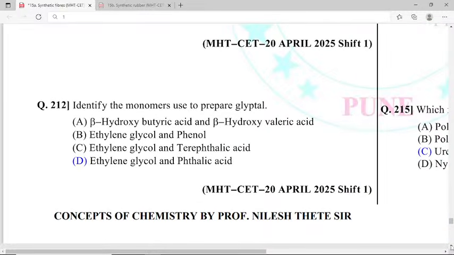Identify the monomer used to prepare glyptal. Glyptal is used for making paints. So this is your answer, paints. It is used for making paints. Ethylene glycol and phthalic acid.